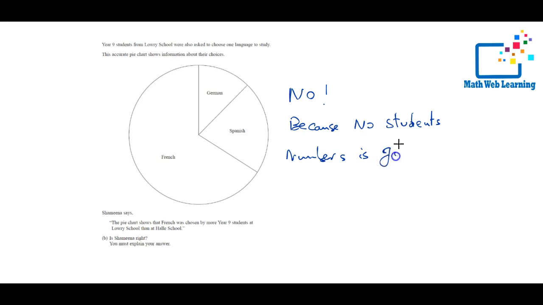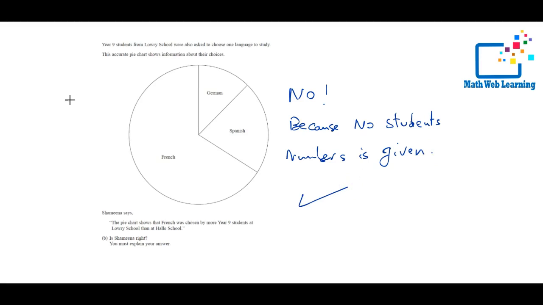You need to explain. Well, she is wrong. The answer is no. Okay? Because we do not have the number of students here. So, no, because no student numbers are given or known. Okay, I think that should do for now.